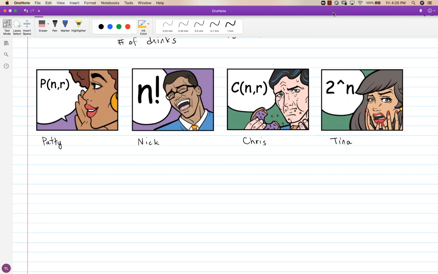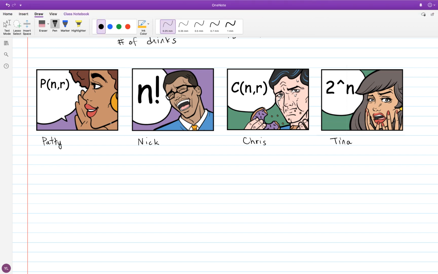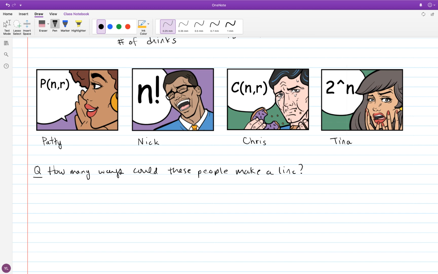Okay, I'm going to motivate another concept of counting with this example. OneNote has this ridiculous clip art here, so I'm using these images to represent 4 different people: Patty, Nick, Chris, and Tina. And suppose that we ask these 4 people to stand in front of the room and line up in some order. How many different ways could they do that? So how many ways could these people make a line? They very well may choose to keep the order that they're presented here.